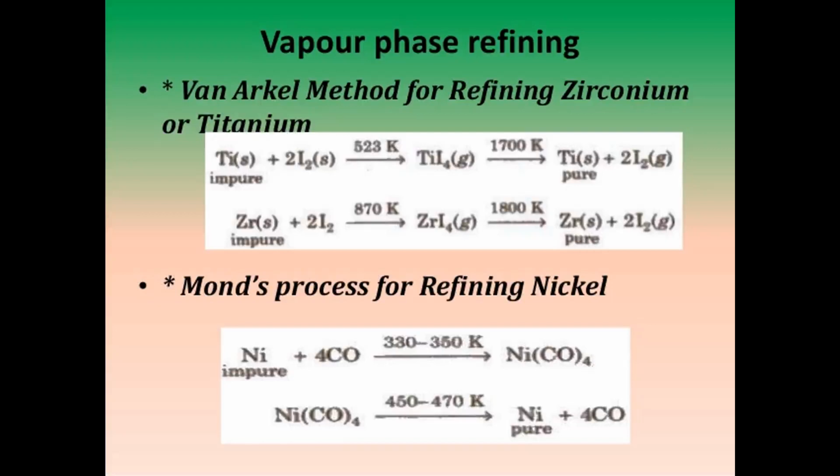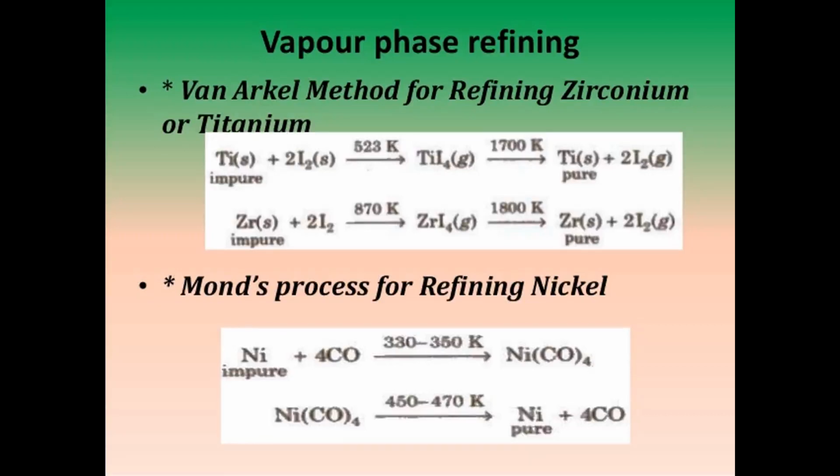There are two processes: the Mond process for refining nickel and the Van Arkel method for refining zirconium and titanium. Mond process, Van Arkel method. First of all, the Mond process. Here we are taking impure nickel.